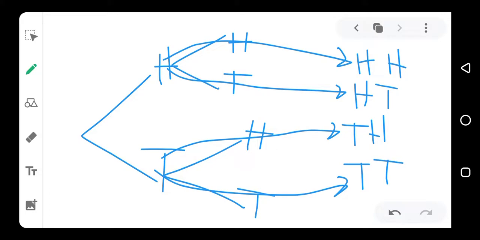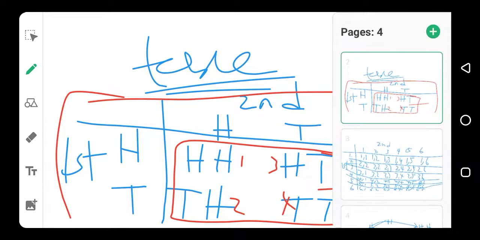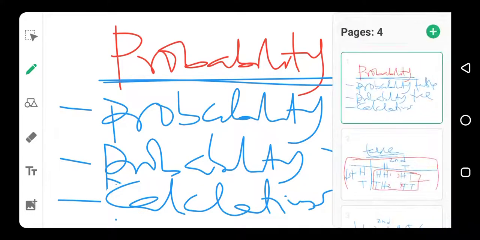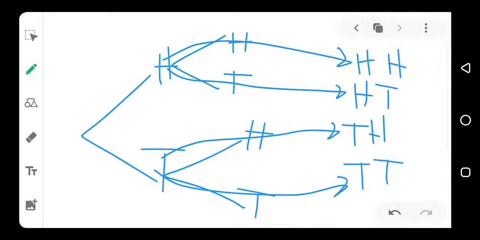That is the same outcome that we have in this one, but this one is called probability table, while the other one is called probability tree. So this one is probability tree. So you see the difference between probability table and probability tree. Now let's look at calculations in probability.